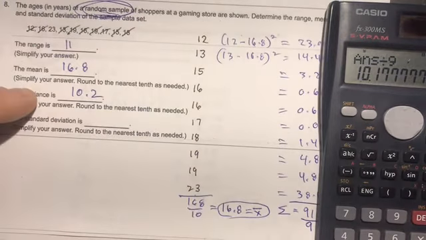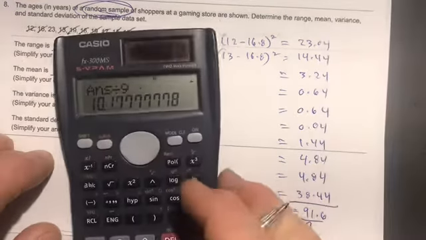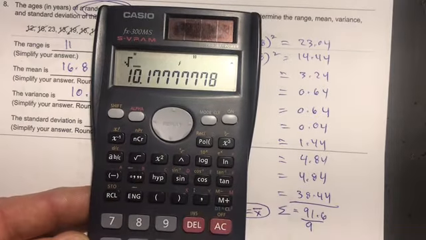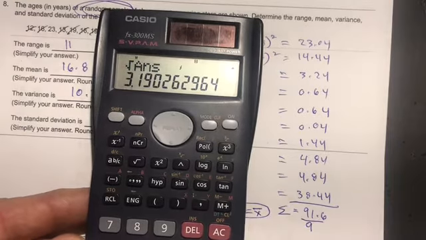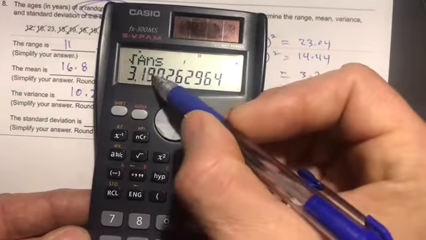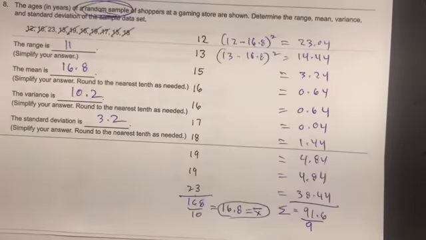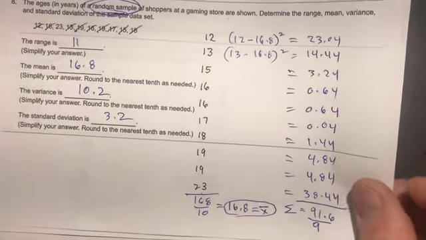The variance is what takes the longest to figure out. The standard deviation is just the square root of that. So since I still have this on my calculator, I'm just going to do the square root of that answer. And then, bam, there it is, 3.19. Okay, which the 9 makes the 1 go up to a 2. So this would be 3.2. Okay. All right. That's number 8.